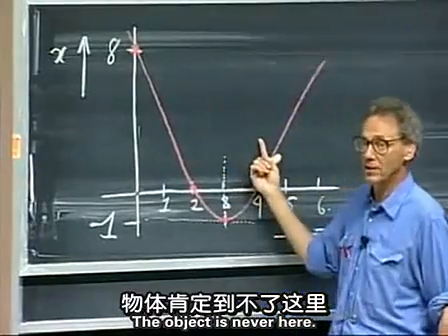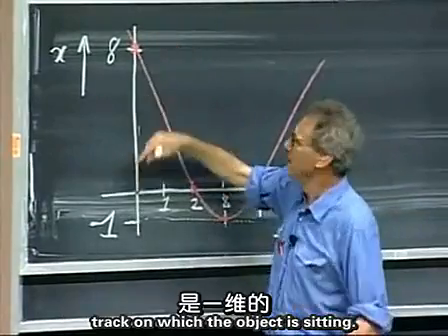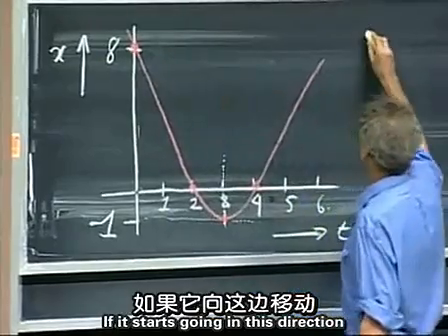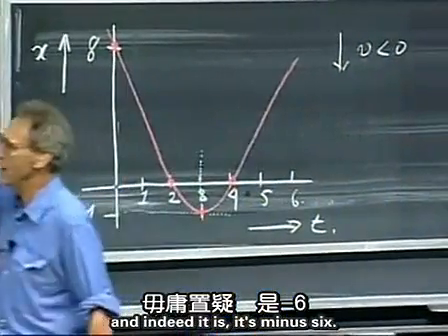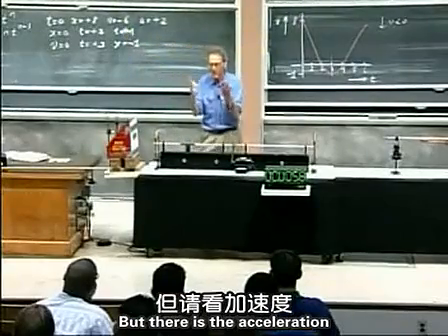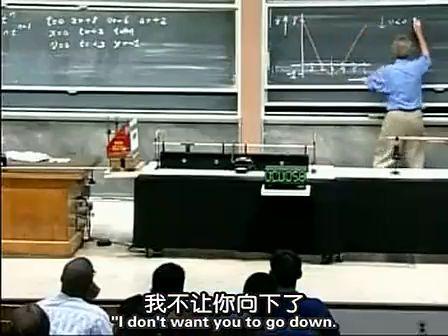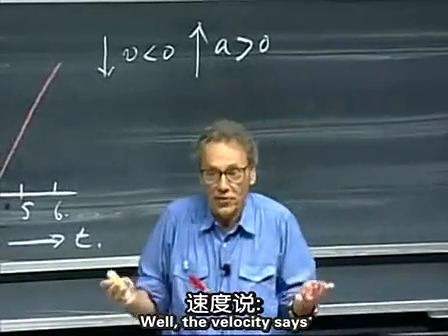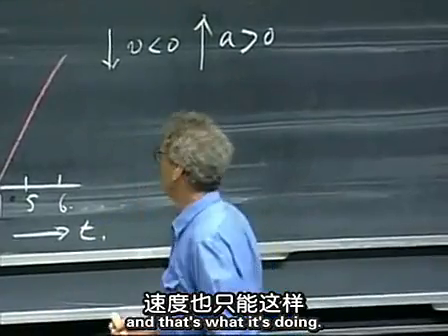The object is never here. This is the road. This is the one-dimensional track on which the object is sitting. The object is here, and it starts going in this direction. If it starts going in this direction, the velocity must be less than 0. And indeed it is. It's minus 6. But there is the acceleration, which is plus 2. It's in this direction. The acceleration says, I don't want you to go down. I want you to go up. Well, the velocity says, sorry, all I can do is slowly change, and that's what it's doing.